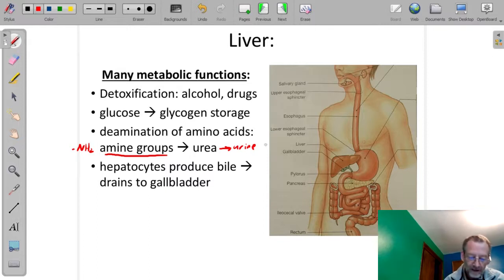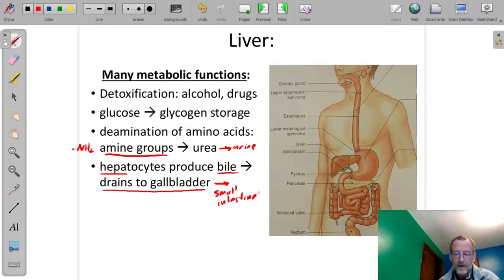Hepatocytes, the cells of the liver, produce bile, which we'll talk about. That drains to the gallbladder and then into the small intestine. So we'll take a look at bile, and then we'll take a look at the hepatic portal system.